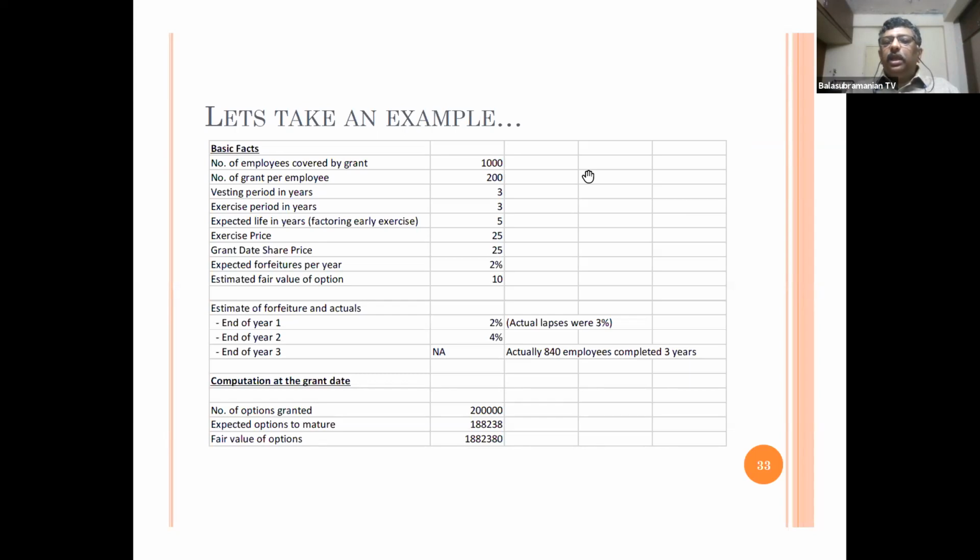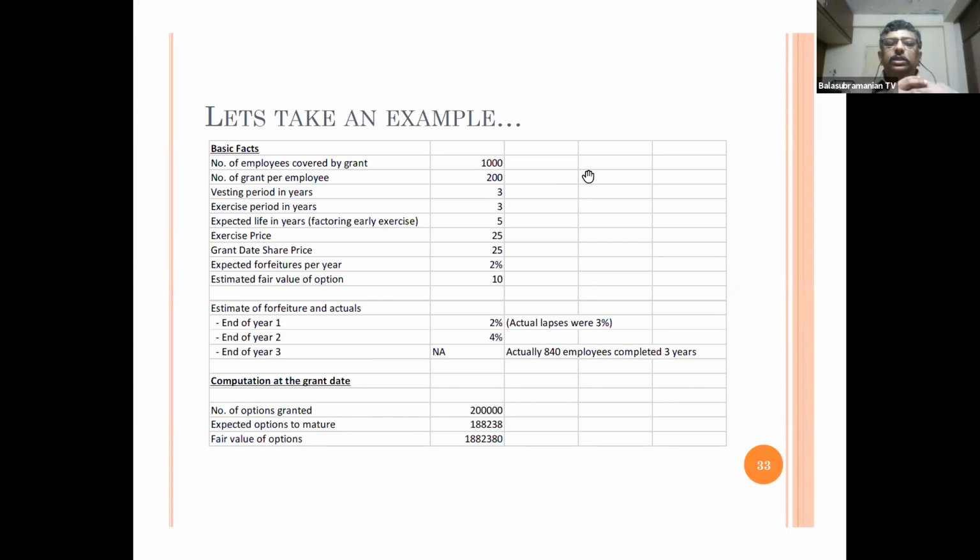Then what happens at the end of each year is there is a change in some of the estimate assumptions. The option value of 10 will not be changed, but certain other assumptions like forfeitures will. You expected forfeiture when you did the grant at 2% per annum. Now at the end of 1 year, you were expecting 2, but the actuals were 3. End of 2 years, you were expecting it to be 4%. And end of 3 years, the actual ended up to be 840 employees. That's it, because by then you have completed the vesting.